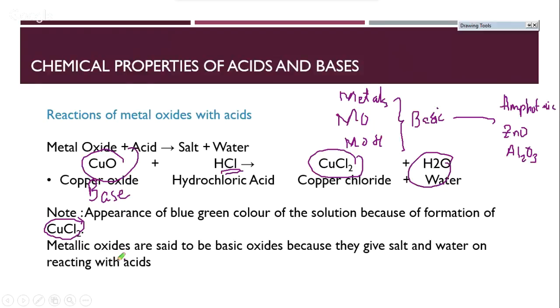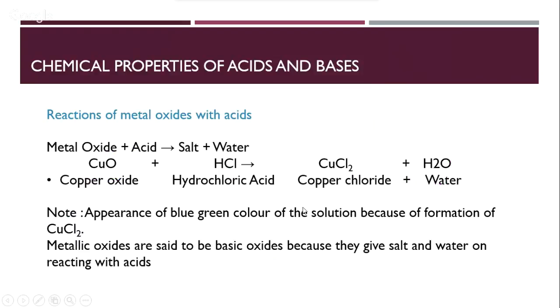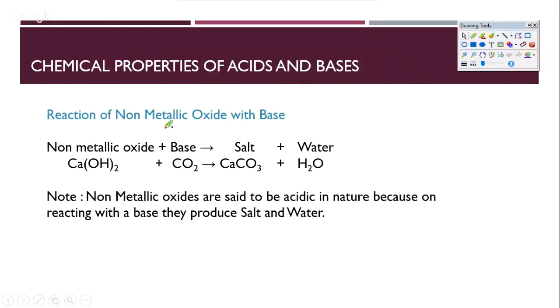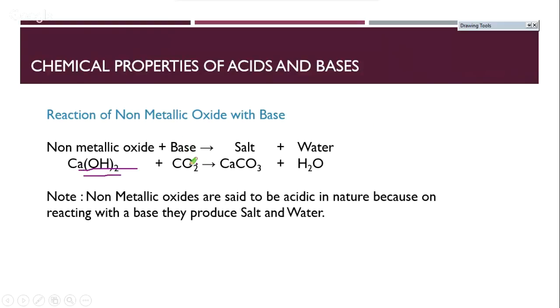in the process. So all metal oxides generally are said to be basic, as we have said, because they give out salt and water in the process. Now, when we have non-metallic oxides, on the other hand, we end up getting a very acidic reaction from them. So, for example, we have the non-metallic oxide CO2 in our reaction on the screen. This reacts with a base, which is Ca(OH)2, to give out a salt and water.